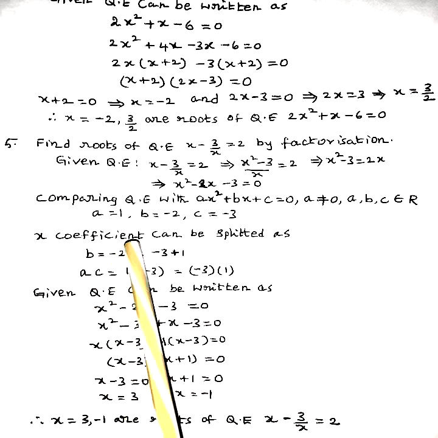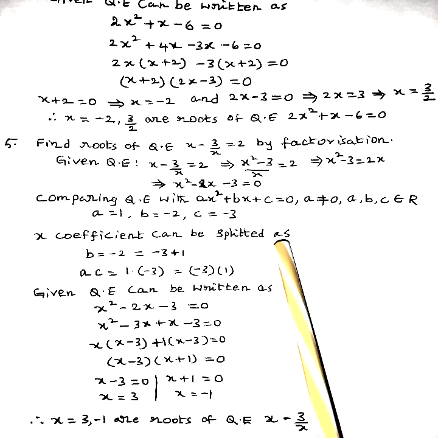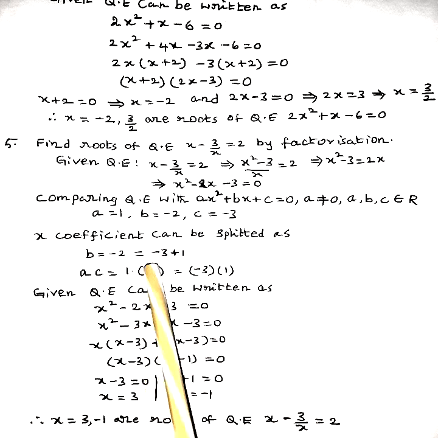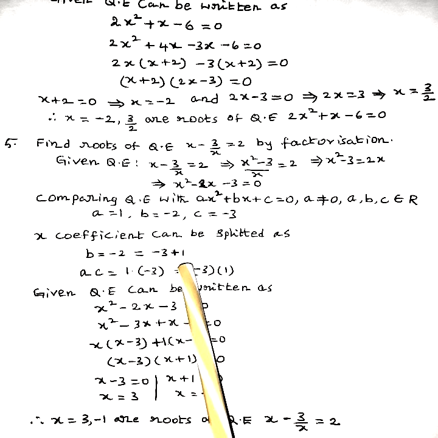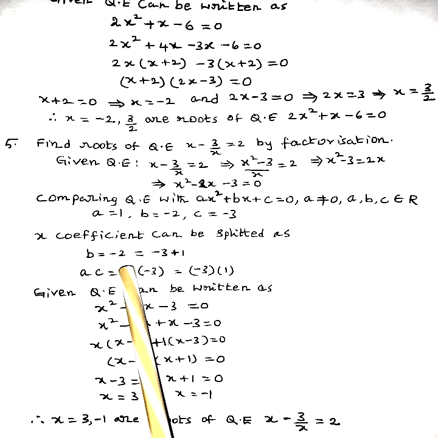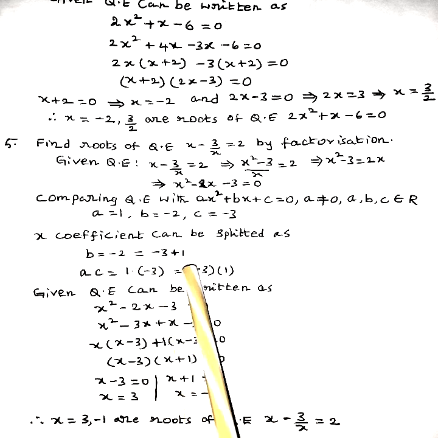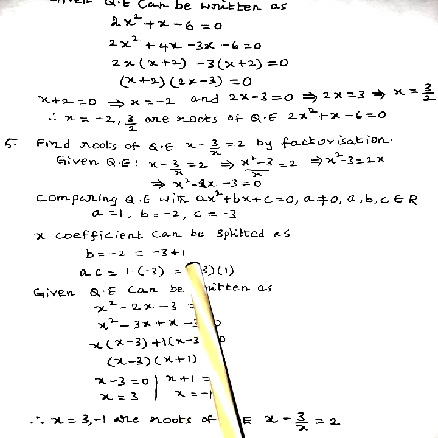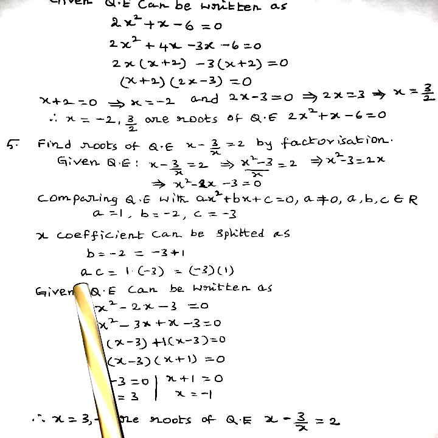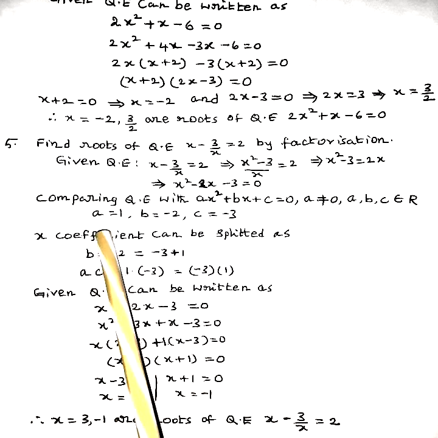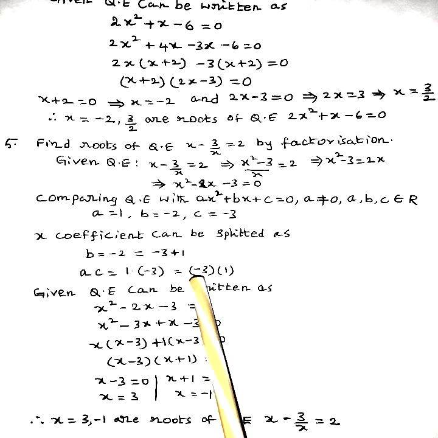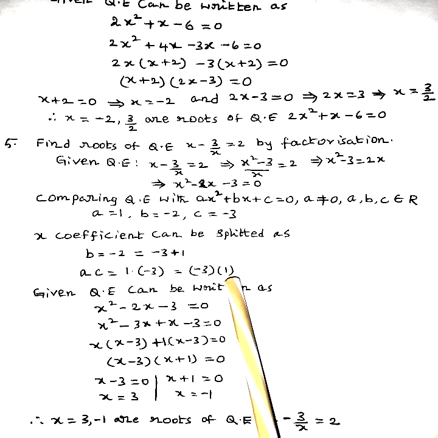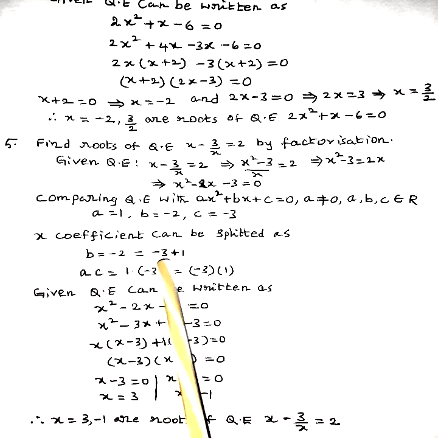Now, the x coefficient, that is b, can be split into two terms as the sum of minus 3 and plus 1. Minus 2 can be written as the sum of minus 3 plus 1. That is, we write b equal to m plus n. Here m is minus 3, n is 1. The product ac, a is 1, c is minus 3, equal to minus 3. So, it can be written as minus 3 multiplied by 1. So, m is minus 3, n is 1, m plus n, mn.